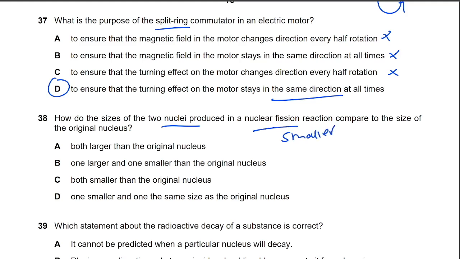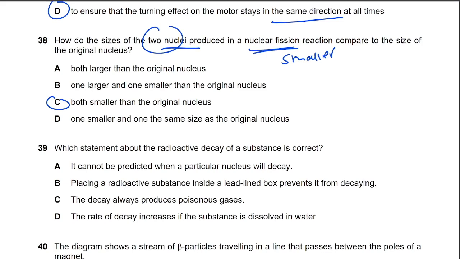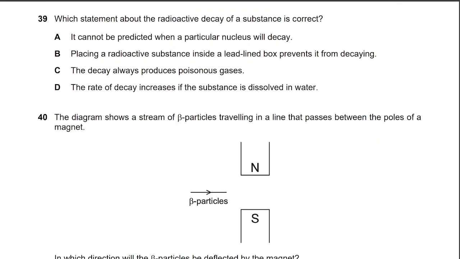So these two nuclei in nuclear fission is when they break. Nuclear fusion is when they join. So when they break, it of course becomes smaller. So the answer is smaller. So we have one big unit, it becomes two small boxes. An example would be like this. So it becomes smaller.